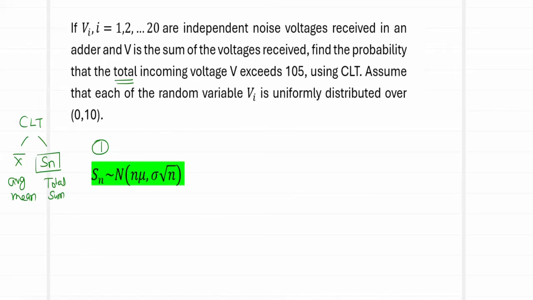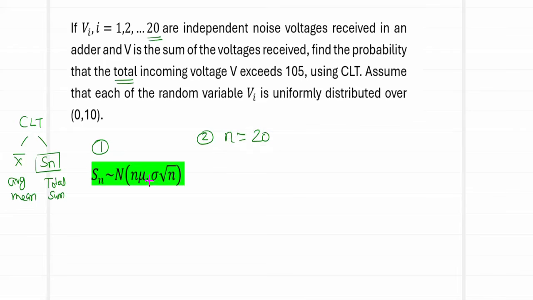What is our second step? Our second step is to find what data are required for the computation, which can be collected from the question. Now the first value is n. What is going to be the number of components taken for consideration? We have been given i equal to 1, 2, 3 up to 20. So we are considering 20 noise voltage components. So n is equal to 20.